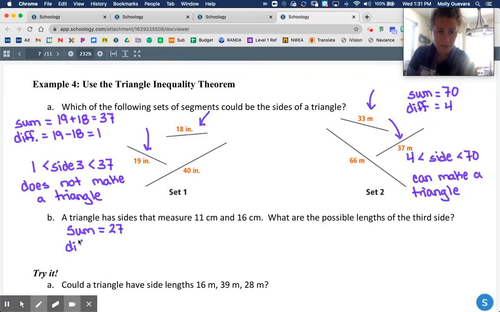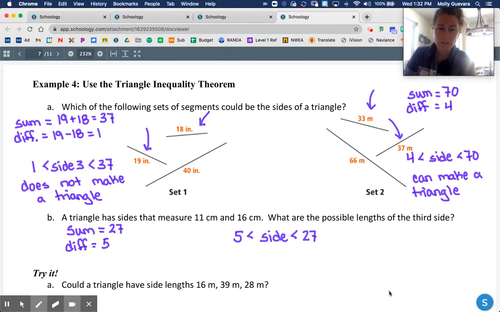And I need to find the difference. So if I subtract those 2, I get 5. So that tells me that the third side has to be bigger than 5, but less than 27. Okay, so it can be 26.9999999 centimeters, but it cannot be 27.